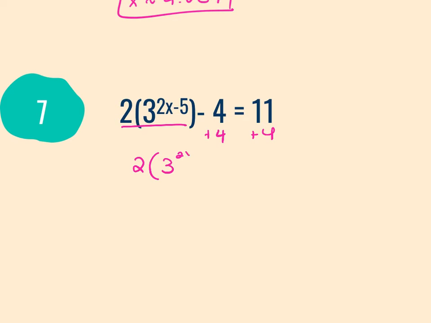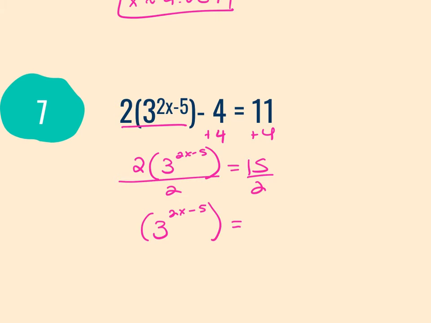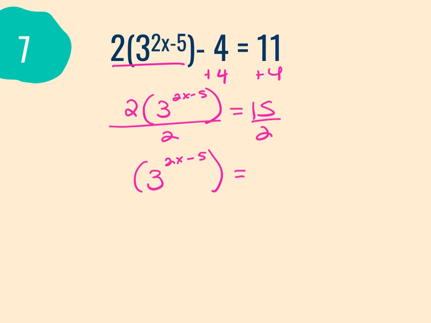2 times 3 to the 2x minus 5 equals 15. Then divide by 2. Minus is plus. Yeah? Okay. All right, this equals 15 over 2. Now that's like a number that terminates. So if I wanted to make that 7.5, I could. You could also leave it as 15 over 2.